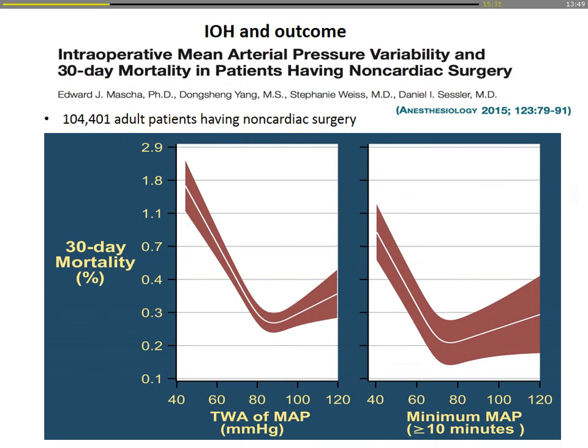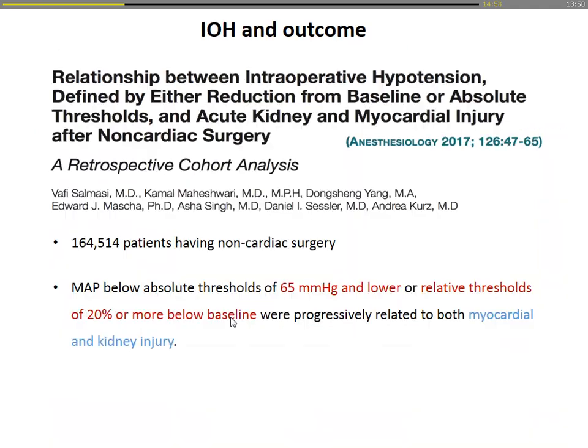This is a study from Dan Sessler's group from the Cleveland Clinic, more than 100,000 patients, and they looked at two things: the time-weighted average of blood pressure and the minimum blood pressure. You see here the minimum blood pressure on the x-axis and the 30-day mortality on the y-axis. The lowest mortality was found at a mean arterial pressure around 75, and a time-weighted average around 80, and mortality increased by a factor of 3 from 0.25% to almost 1% if the blood pressure decreased below this threshold.